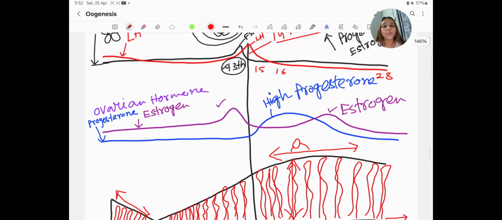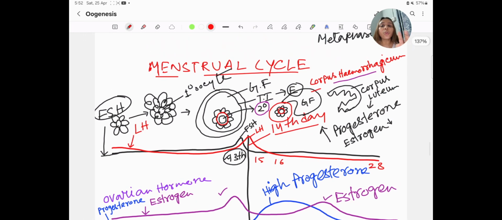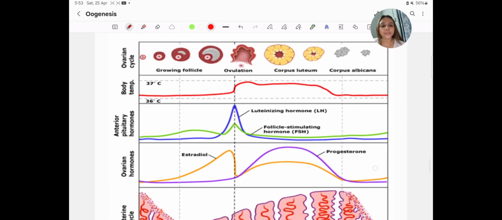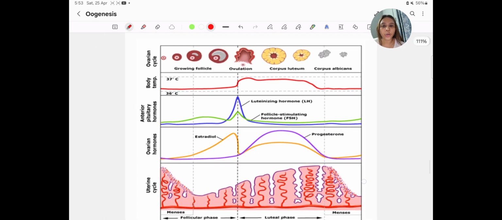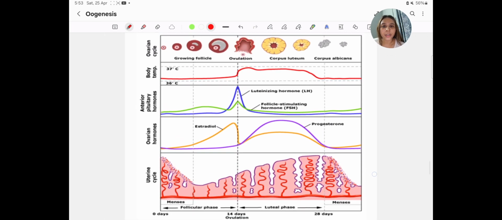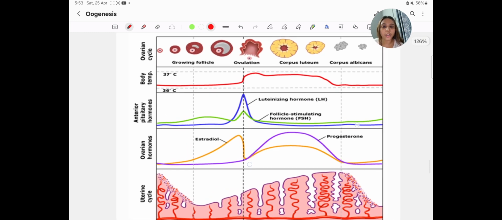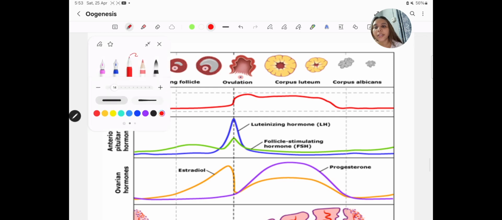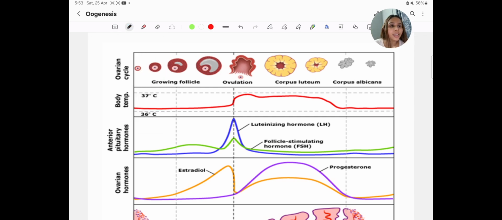So there are mostly two anterior pituitary hormones and two ovarian hormones that interplay and cause the menstrual cycle. It's super easy. So I would also like to show you this photo, this image that you will find in your book, any book that you follow. So you will see and it will be super easy to understand.